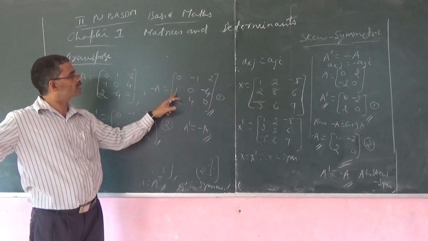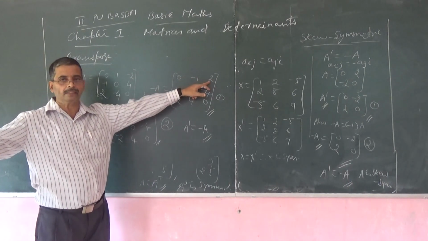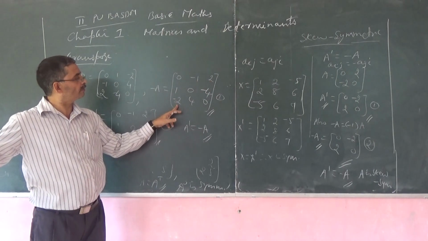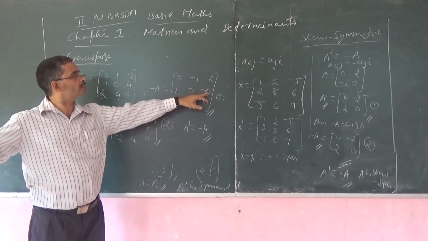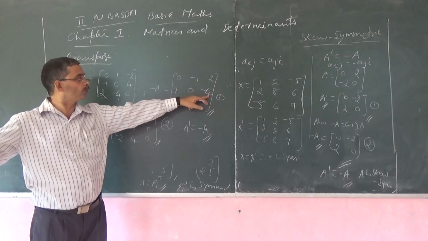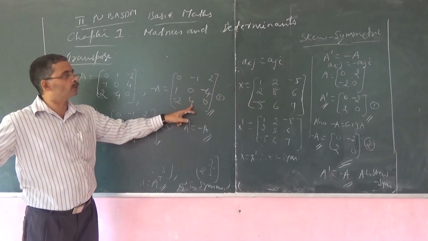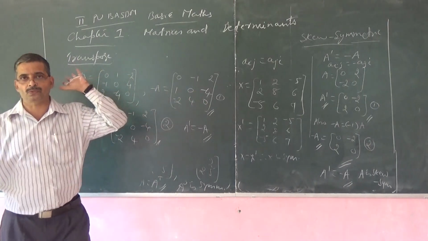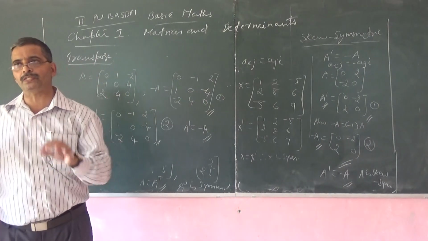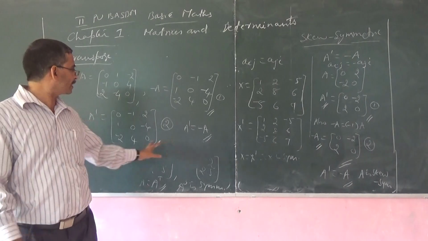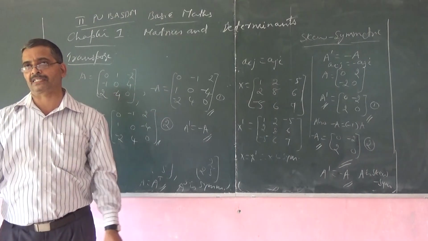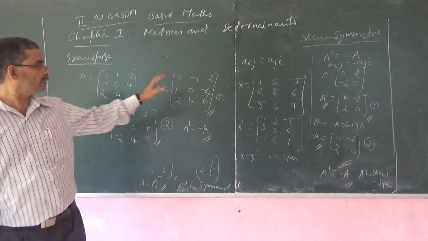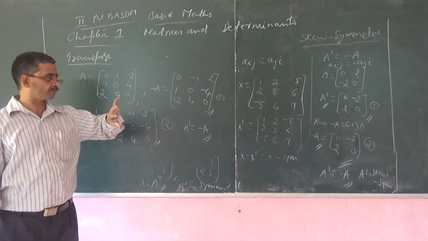A12 is minus 1, this is plus 1. A13 is 2, A31 is minus 2. This is minus 4, that is A23 minus 4. A32 should be plus 4. Diagonal elements should be 0. All the diagonal elements should be zeros. Then only we can have a skew symmetric matrix. So this is about skew symmetric matrix.